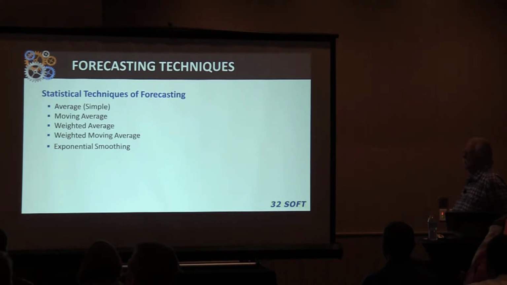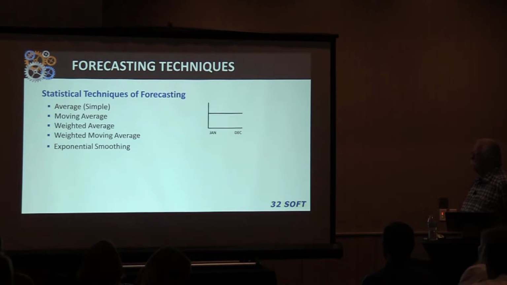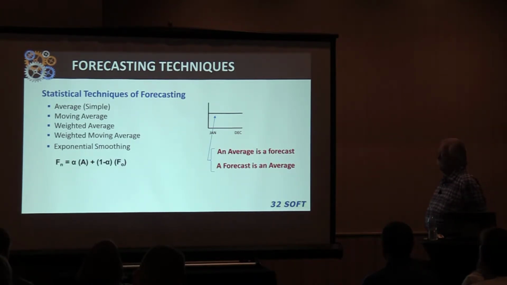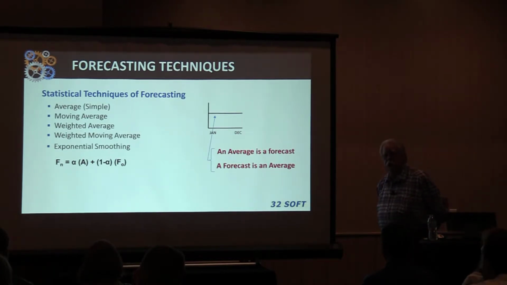There's a lot of statistical techniques for forecasting. Average, moving average, exponential smoothing. Basically, a forecast is an average, and an average is a forecast. I get marketing people who are all hung up on, what is a forecast? So what am I forecasting? Dollars, units, opinions. Basically, a statistical forecast is just a simple average, and we have mathematical equations that allow us to do that. There's one of the most famous, exponential smoothing.